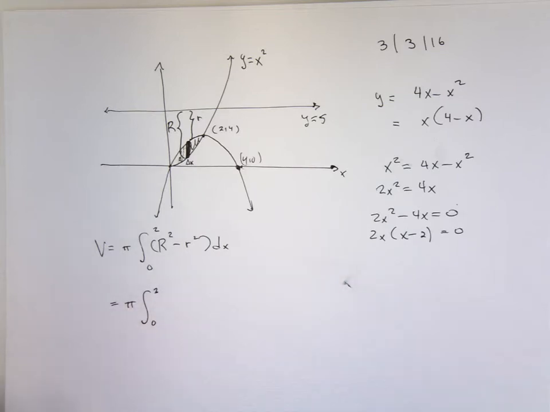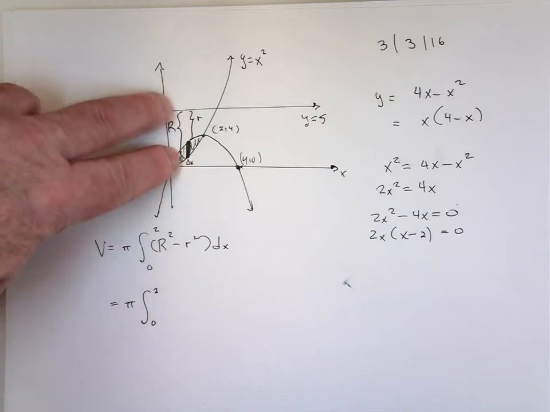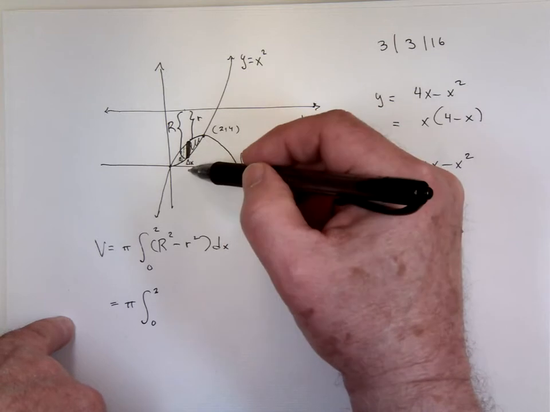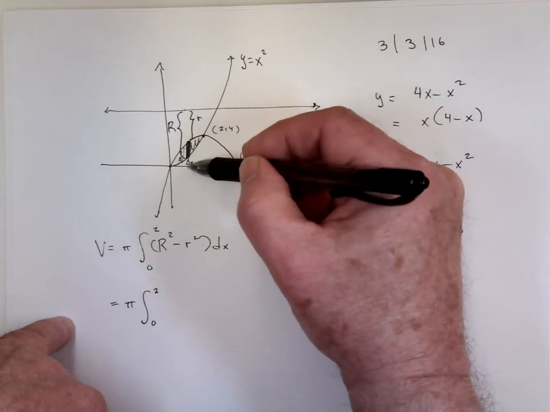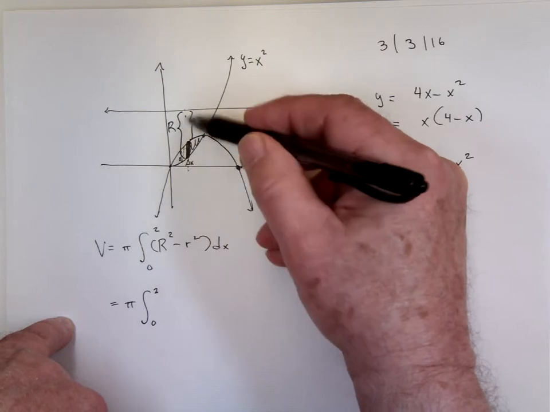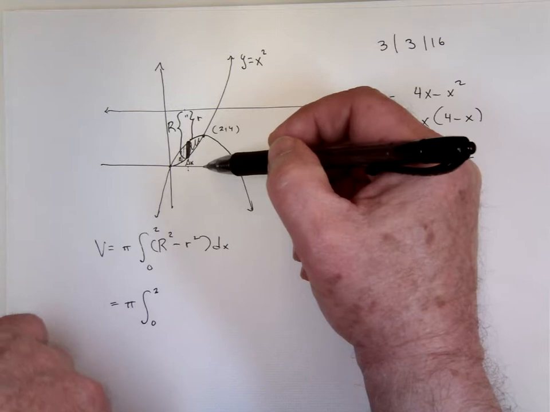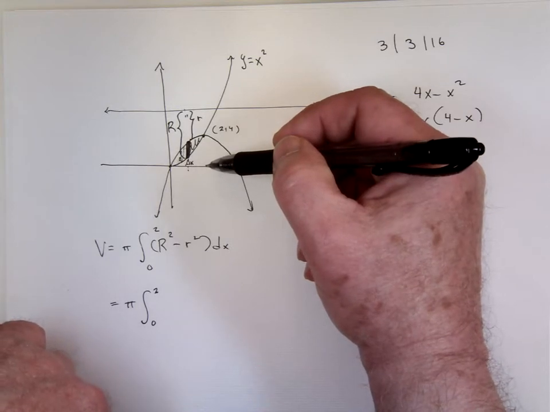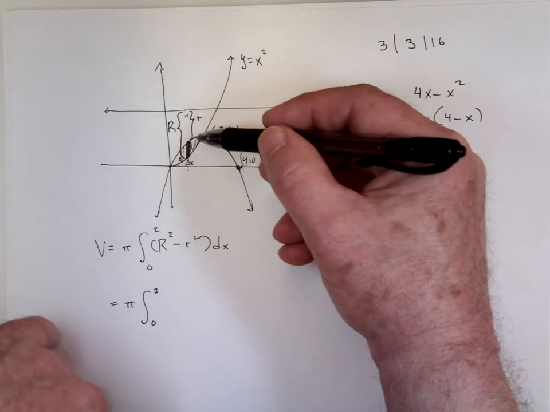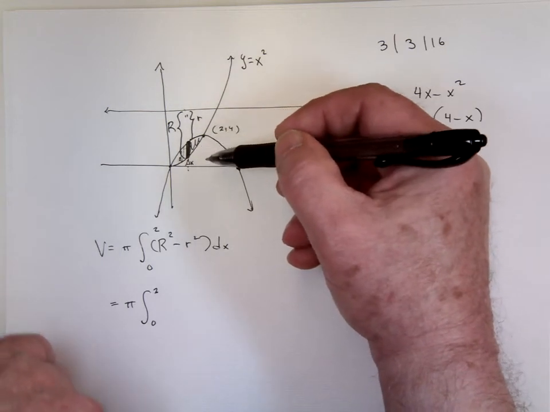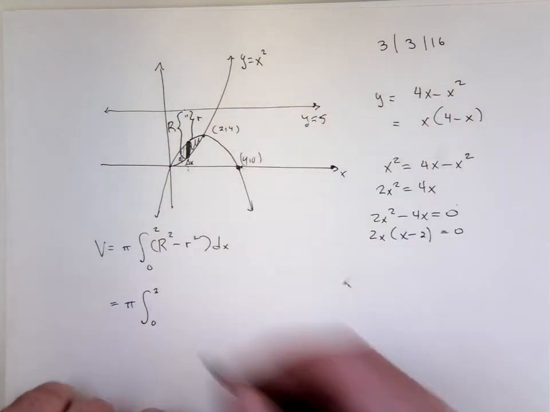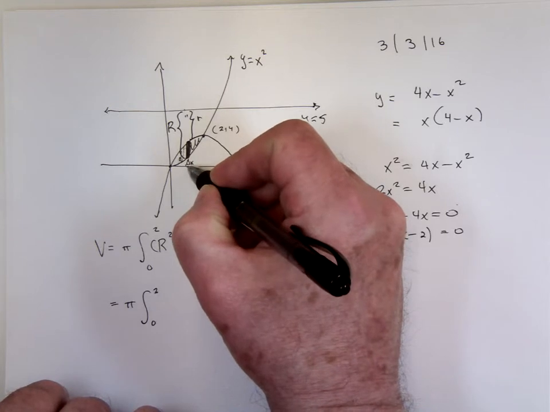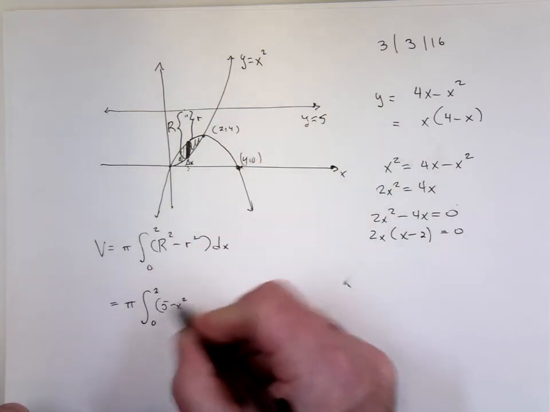What's big R equal to? Is it x times 4 minus x? No. What is that distance right here, from here to here? X squared. Five is this distance from here to here, but it's not a constant. It's going to change as we move along that graph. And that distance is 5 minus x squared. Yes. It's 5, this distance, minus the x squared distance. So it's 5 minus x squared, squared.